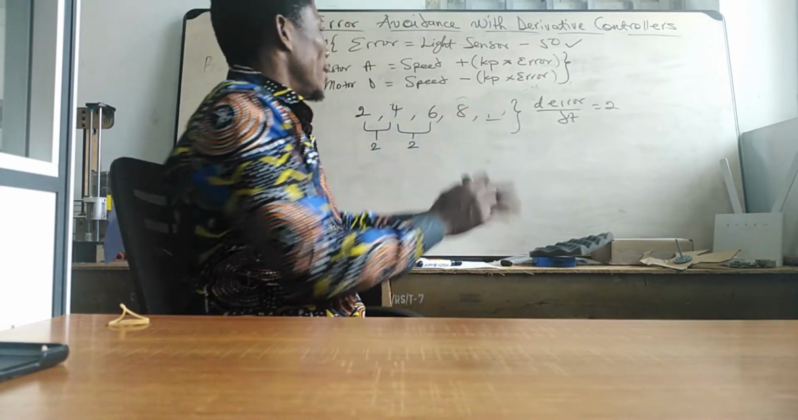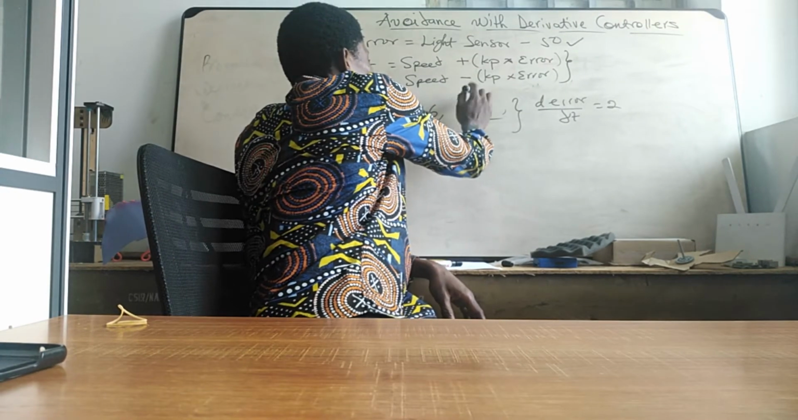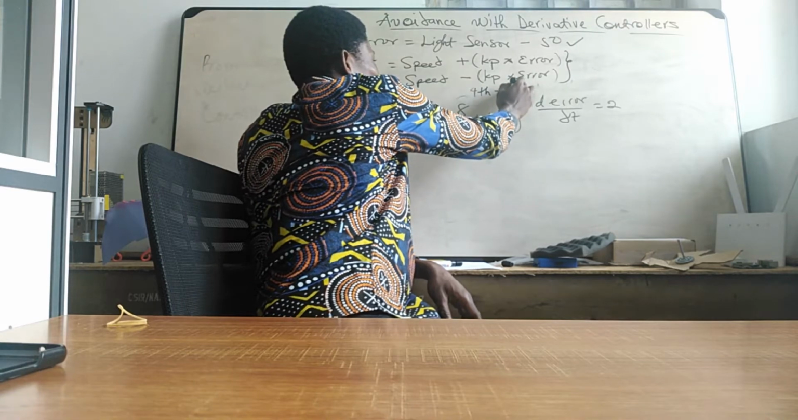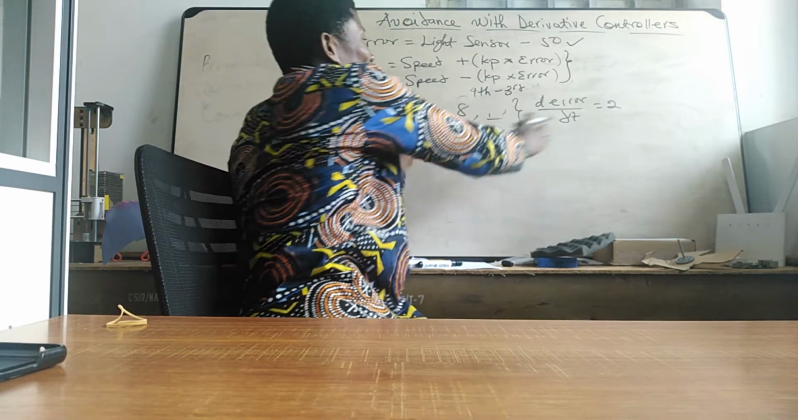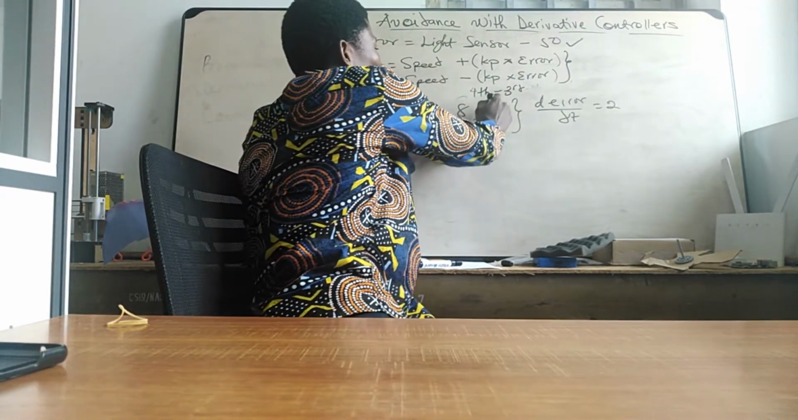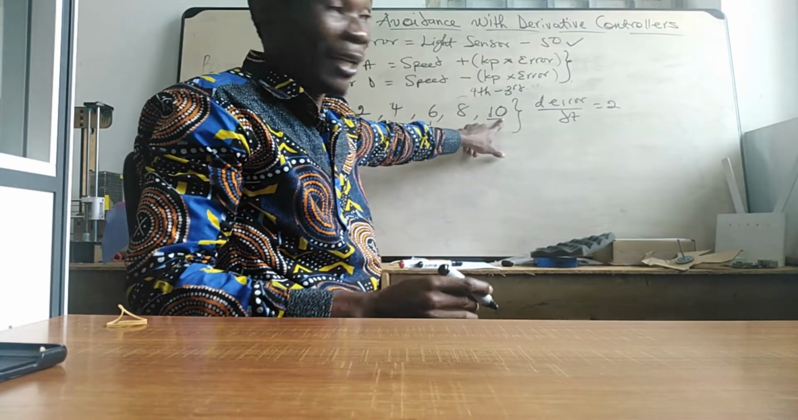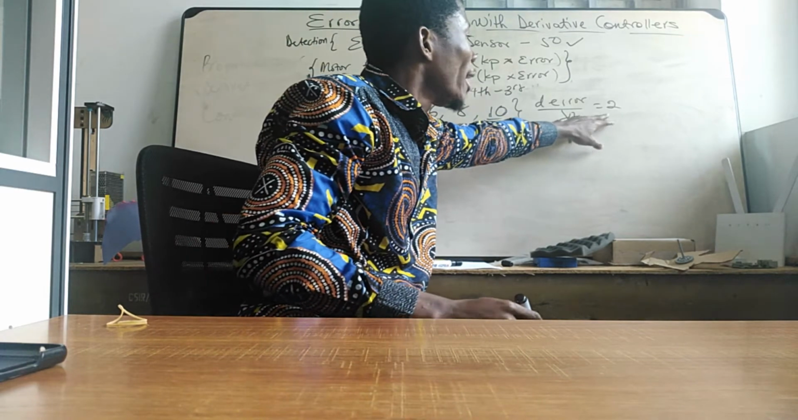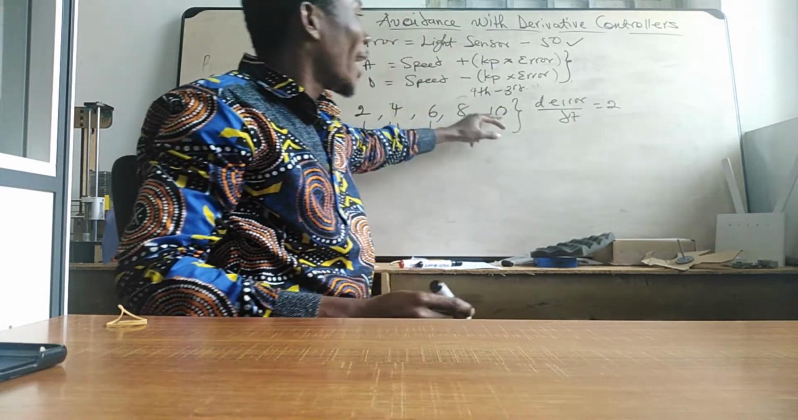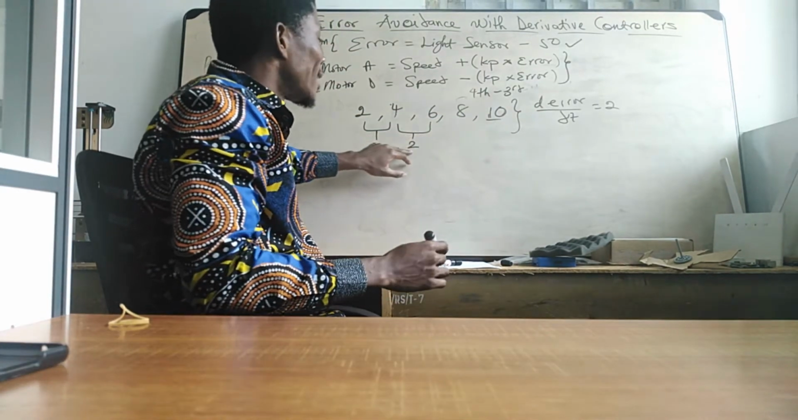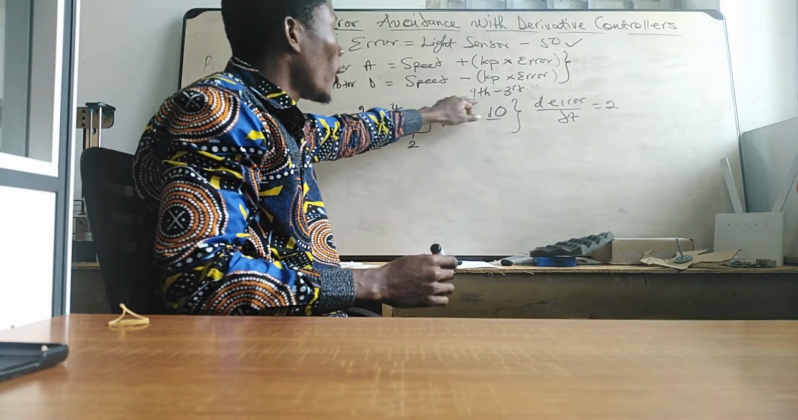How did we get the 10? We said the 4th error minus the 3rd error, which was what? 8 minus 6 gave us 2. And by adding that to this, we could tell that the 5th error is likely to be 10. So we can see that if we know the rate of change of error, then we can predict the next error. How did we get to know the rate of change of error? We used a simple subtraction, that is 4th error minus what?